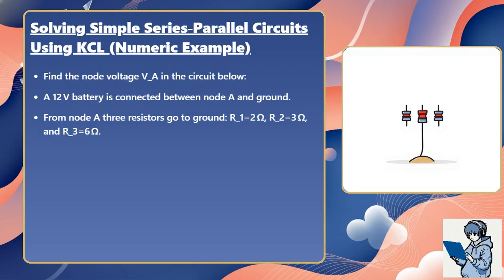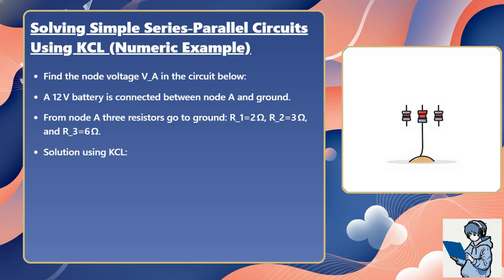Find the node voltage VA in the circuit below. A 12-volt battery is connected between node A and ground. From node A, 3 resistors go to ground. R1 equals 2 ohms, R2 equals 3 ohms, and R3 equals 6 ohms.